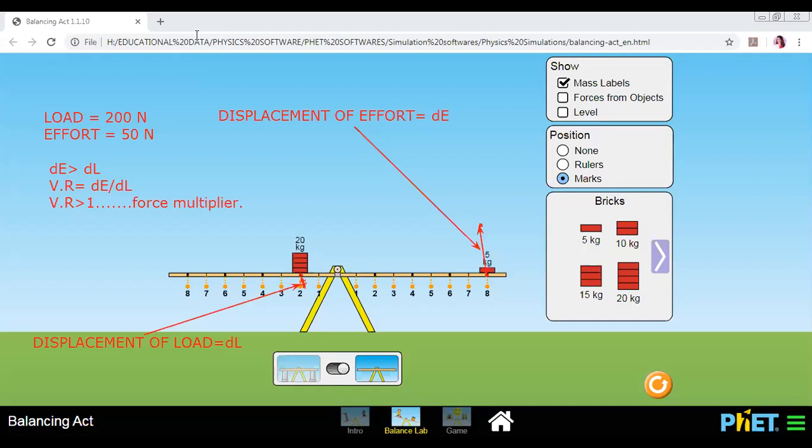What is velocity ratio? Velocity ratio is the ratio of displacement of effort to the displacement of load. We have just seen that my load is 200 Newton and my effort is 50 Newton. When we check how much the load moved and how much the effort moved, we find that the displacement of effort was more than the displacement of load. That's why the velocity ratio is coming out to be more than 1, and if the velocity ratio is more than 1, the system is working as a force multiplier.